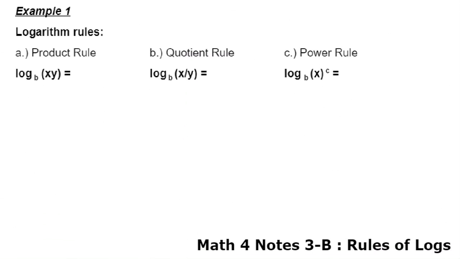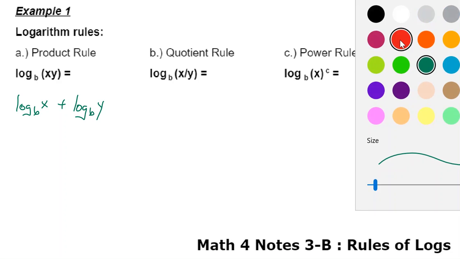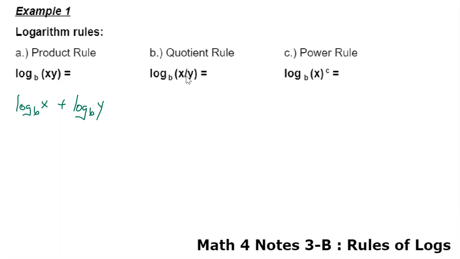There are three basic rules here. First of all, if I have a log with a base and I'm multiplying the two guys on the inside, I can separate them with addition, like that. And for the quotient rule, it's kind of the same. Here we're multiplying, there we're dividing. It's going to be the same idea. It's going to be log base b of x minus log base b of y.